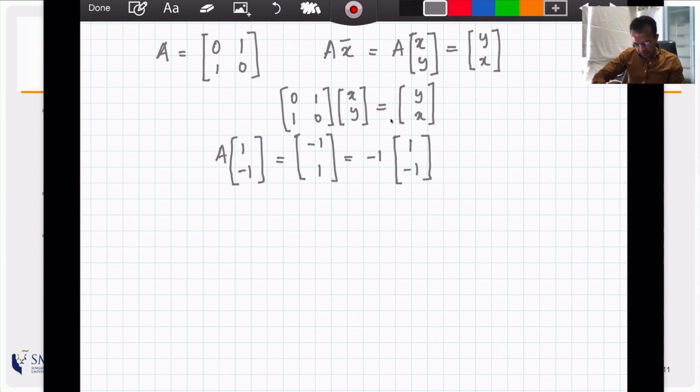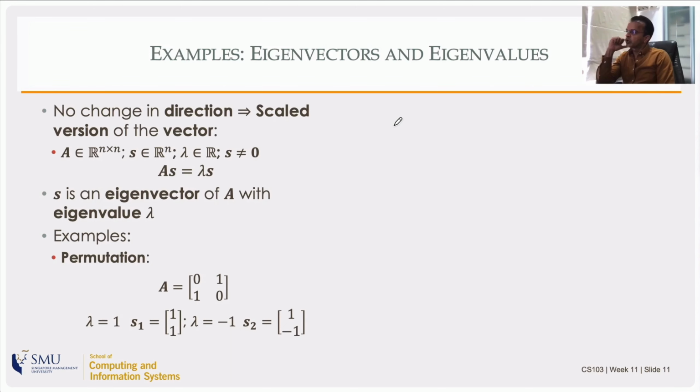So this is in the form AS is equal to lambda S. S is this vector or this vector, and lambda is -1. So 2 eigenvectors and 2 eigenvalues.